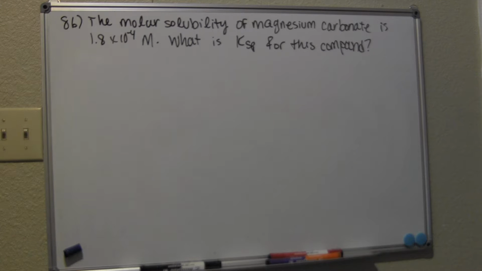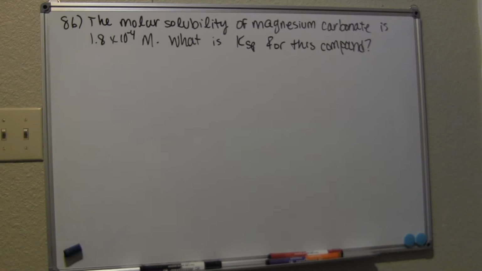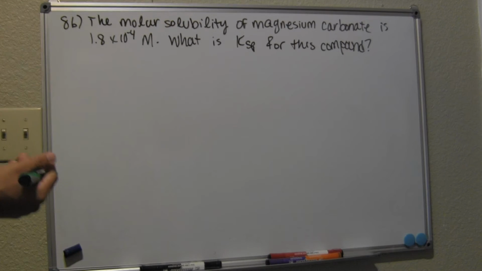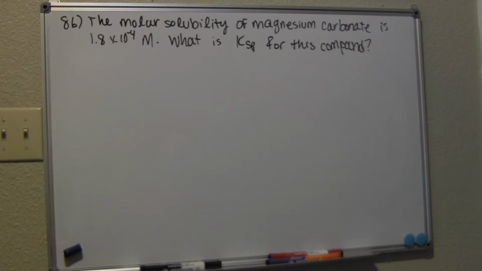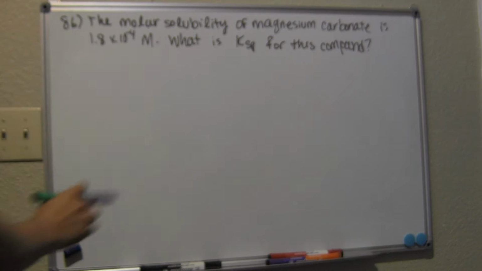We're given molar solubility, and it's going to be very easy to calculate Ksp because the molar solubility is the portion of a certain compound that's going to fully dissolve. If you recall, magnesium carbonate doesn't want to completely dissolve. It wants to stay intact, so only this portion of it is going to be dissolving.